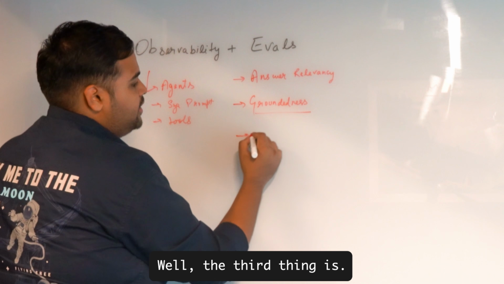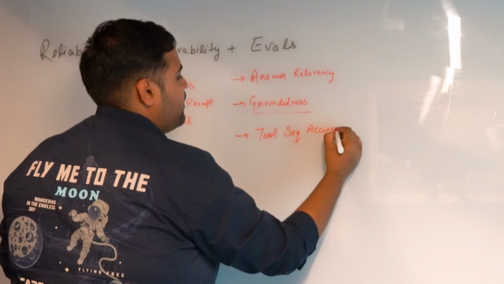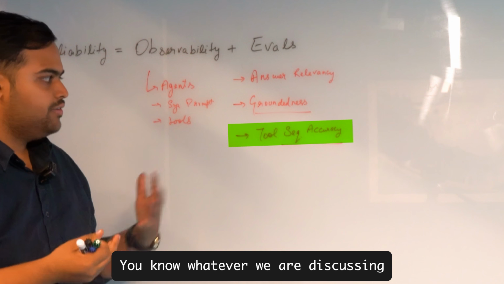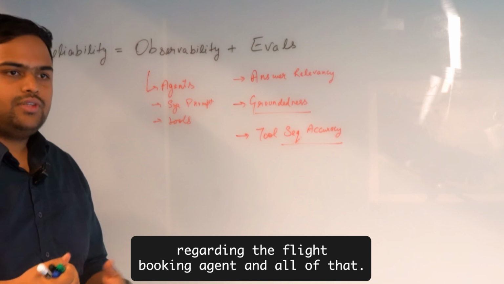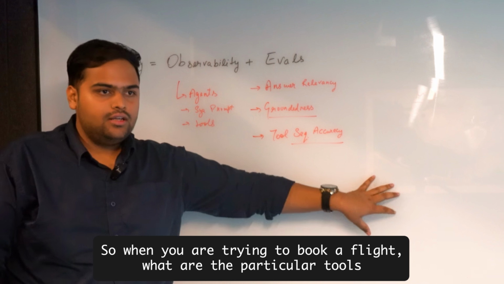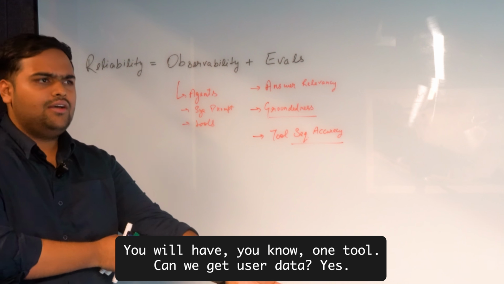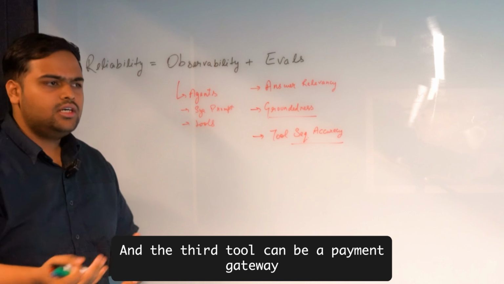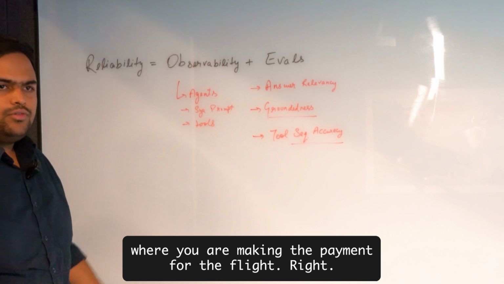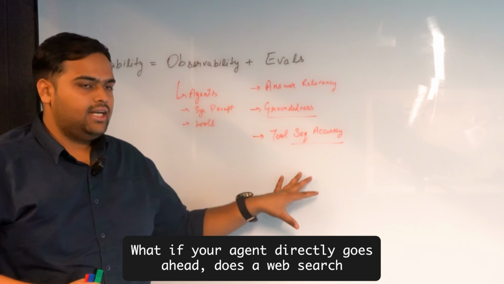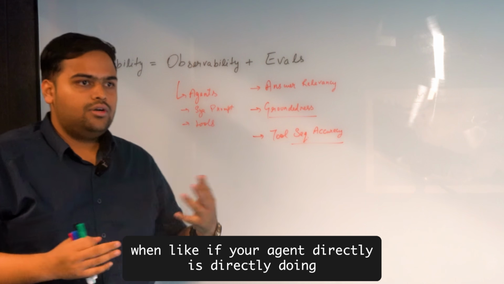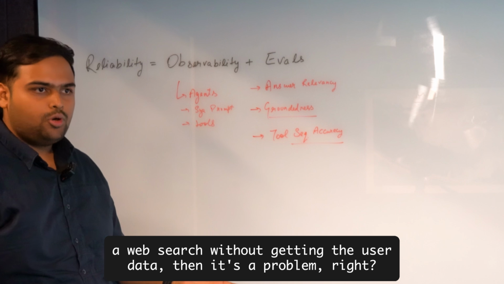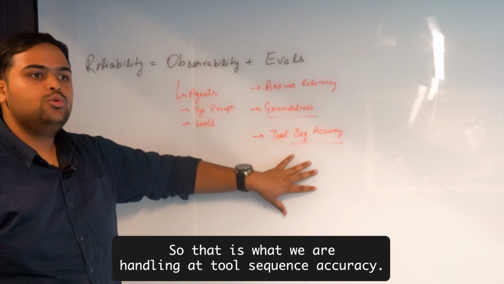Well, the third thing is tool sequence accuracy. Let's take, for example, what we are discussing here regarding the flight booking agent. When you are trying to book a flight, what are the particular tools that you will have? One tool can be get user data. One tool can be do a web search for flights, and the third tool can be a payment gateway where you are making the payment for the flight, right? What if your agent is directly doing a web search without getting the user data? Then it's a problem, right? So that is what we are handling at tool sequence accuracy.